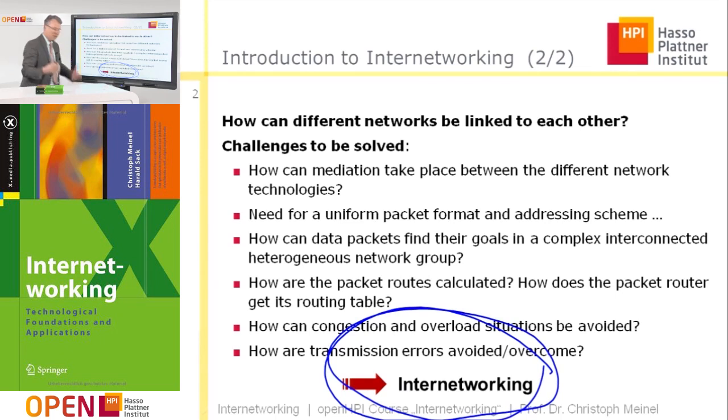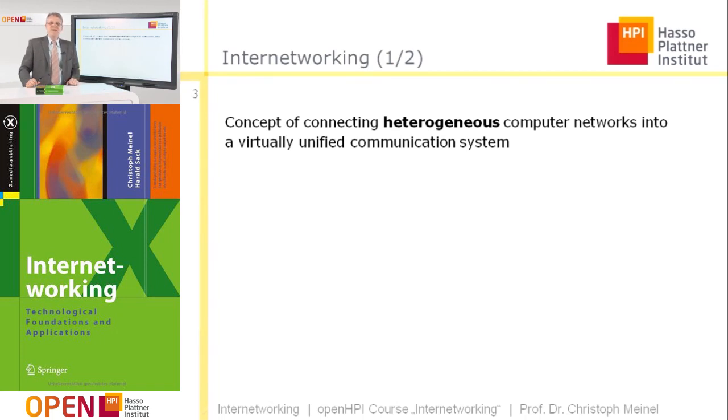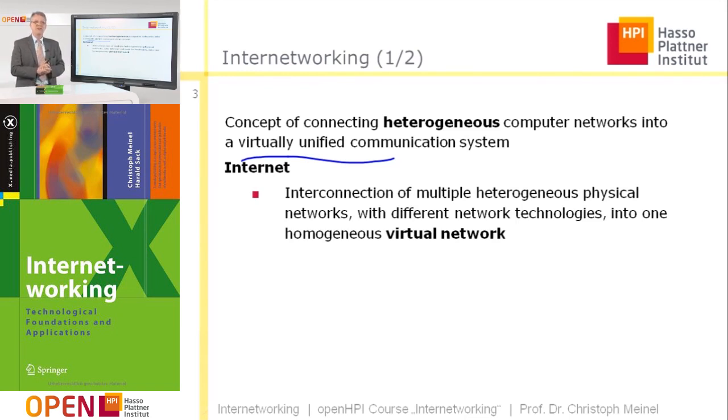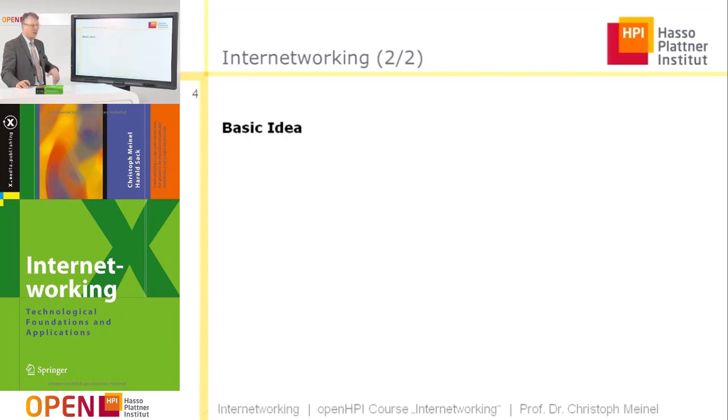The concept of Internetworking, that's the topic of our overall course, was developed when the engineers designed the worldwide internet. The concept is to connect heterogeneous computer networks into a virtually unified communication system. Exactly, this is Internetworking. And an internet is such an interconnection of multiple heterogeneous physical networks with their own different network technologies into one virtual network. This is the internet, the virtual network. And the most important example of such an internet is the global internet. And the proof of concept we can see every day when we work and communicate via the internet.